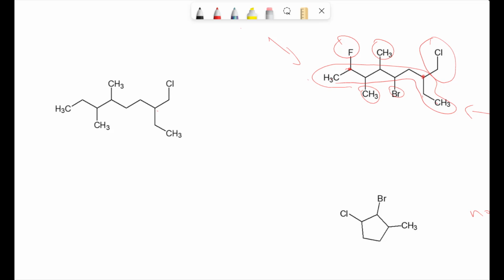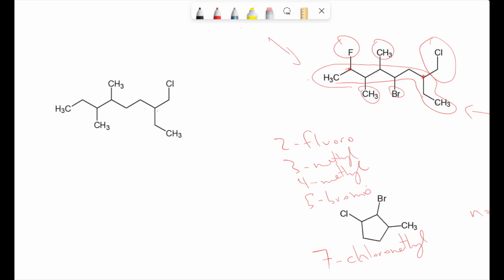So in the 2 position is a fluoro. In the 3, 4 position is a methyl. So I'm going to say a 3 methyl and a 4 methyl. In the 5 position is a bromo. And then again in the 7 position is our chloromethyl. Starting to run out of room. So this is our chloromethyl.